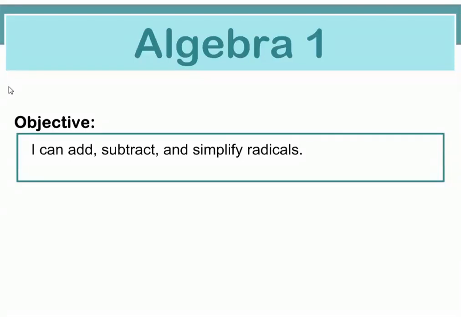Let's finish your retest review. Number 7, notice there's a subtraction sign in between two square root expressions. So let's start by simplifying the square roots if possible, and then we'll combine like terms.